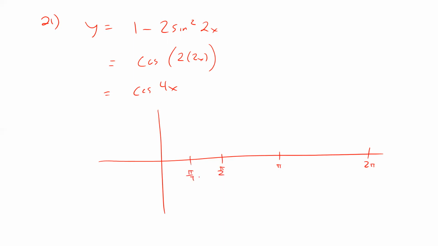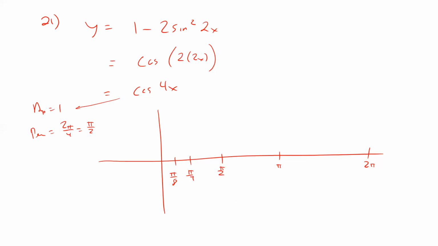So let me do the amplitude. Amplitude is 1, that's easy enough. The period is our little problem right here. Period is going to be 2 pi divided by 4 this time, so pi over 2. Whoa, crazy. So up until here, we're going to have to do a whole cycle for cosine. Half of pi over 2 is pi over 4, and half of that is pi over 8. So we're going to do everything in terms of pi over 8, all the way over to 2 pi.